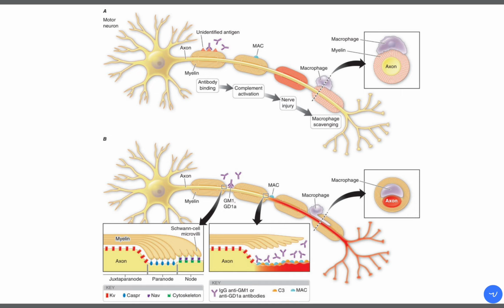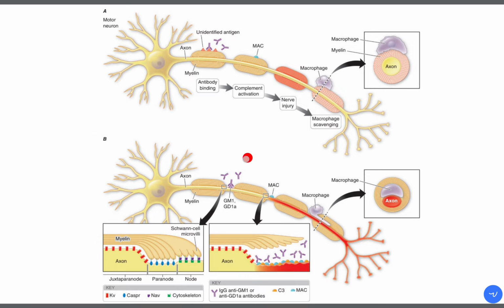Now for AMAN and AMSAN, as we know, it is an axonal neuropathy wherein the axons are going to get damaged. How? At the nodes of Ranvier, there are gangliosides by the name GM1 and GD1A. These are gangliosides onto which our antibodies, due to molecular mimicry, are going to attach and inflict a response. As we amplify this image, here you can see this is a node of Ranvier, just adjacent to it is the paranode, and then the juxtaparanode. There are attaching proteins such as Caspr or voltage-gated potassium channels. But most important are our voltage-gated sodium channels, which are present just at the nodal place.